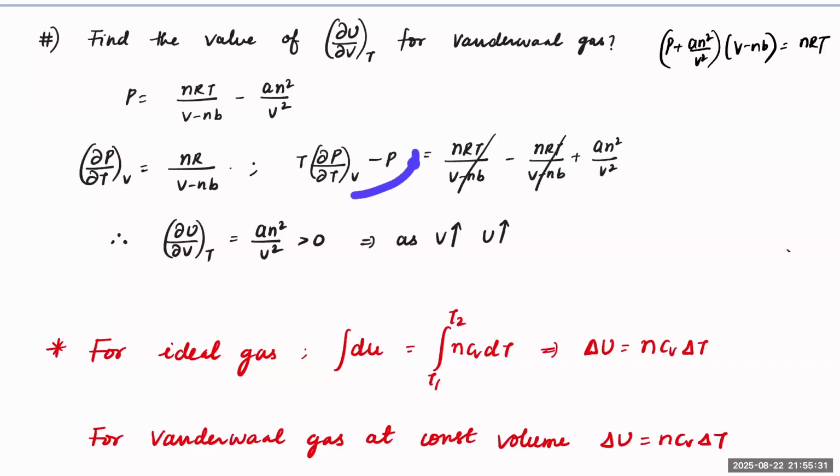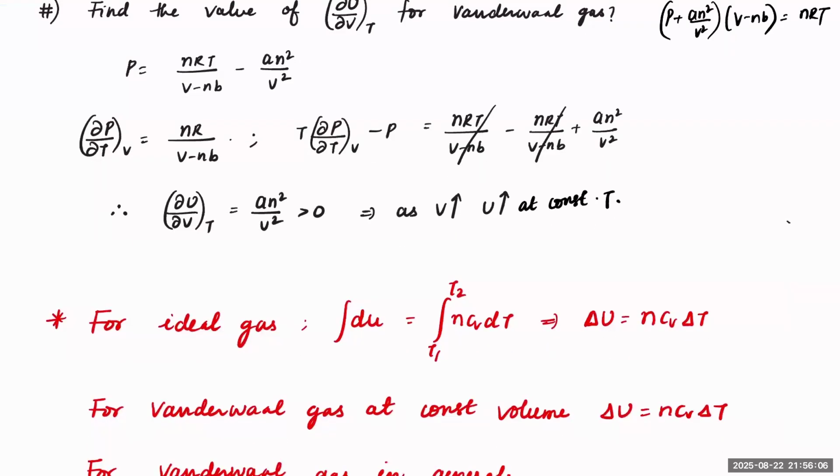And now this entire thing is ∂U/∂V at constant temperature, and that is equal to a n square by V square. a, n, V, all of them are positive values. So therefore, this value is greater than 0. So from here, what we have learned for real gases, remember everybody, for real gases, if the volume increases, the internal energy always increases. But it should be at constant temperature. So at constant temperature, as the volume increases, internal energy will also increase.